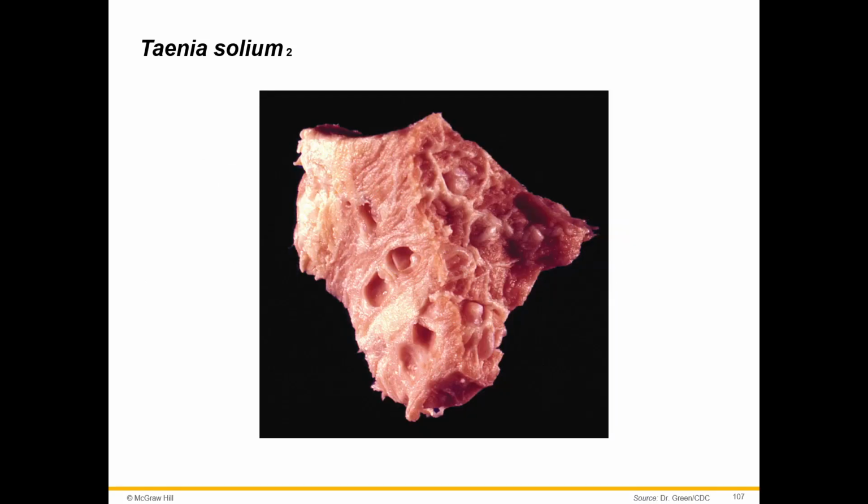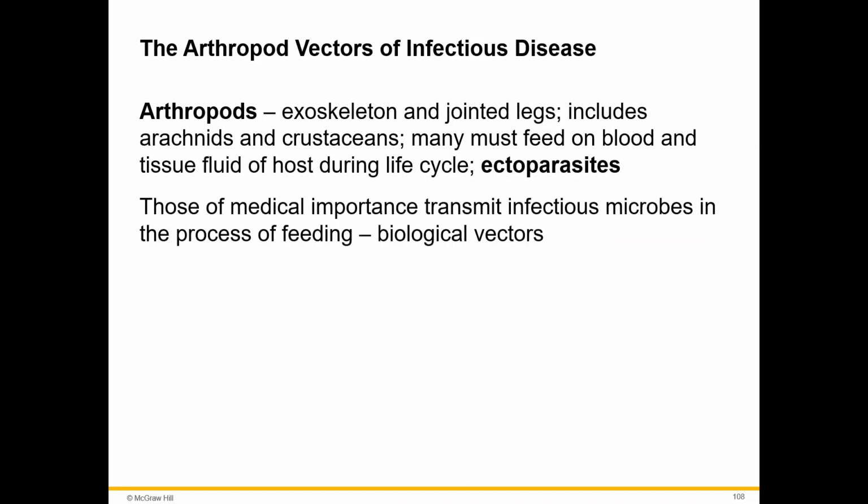Okay, so here is a picture of some meat that has these cysts. You can almost see the little worm in there. They've formed these little cysts in there. With this, we've been talking about this as we've gone through all of these. And so we're just going to talk a little bit about the vectors.